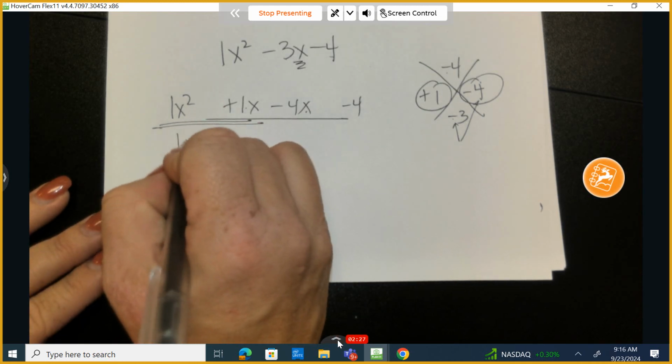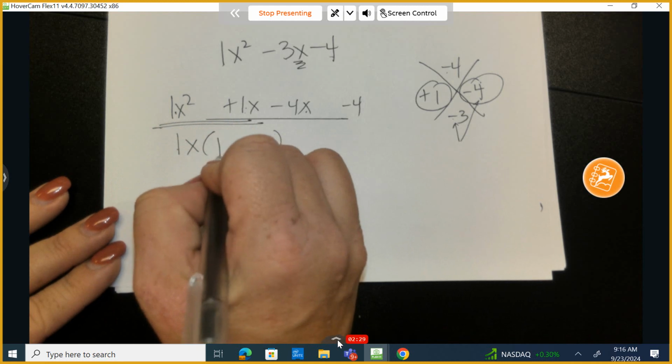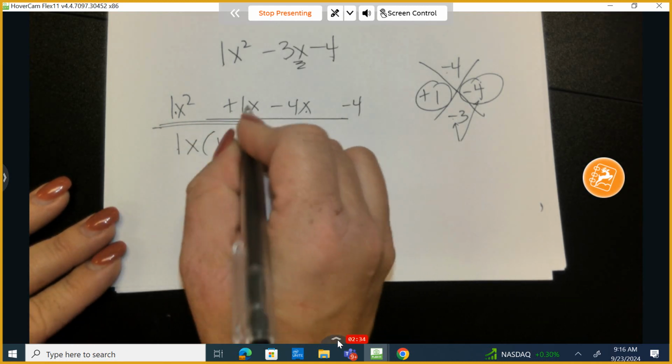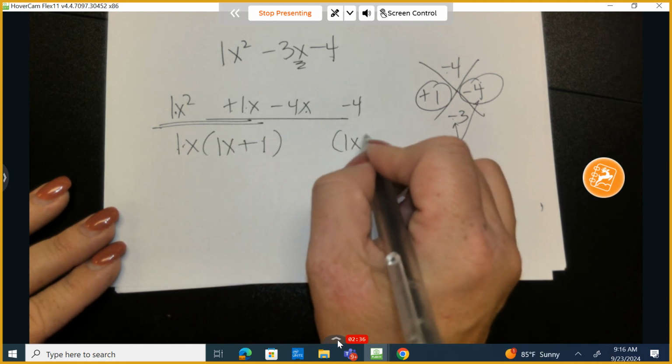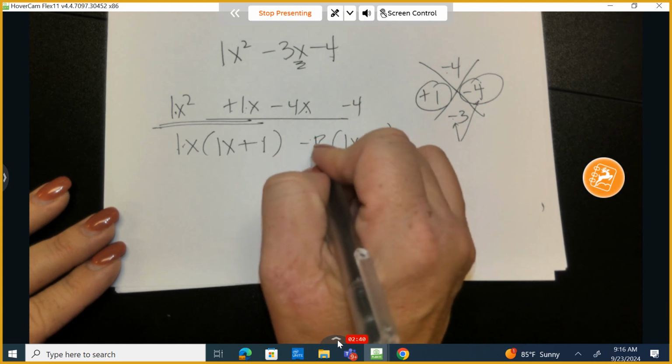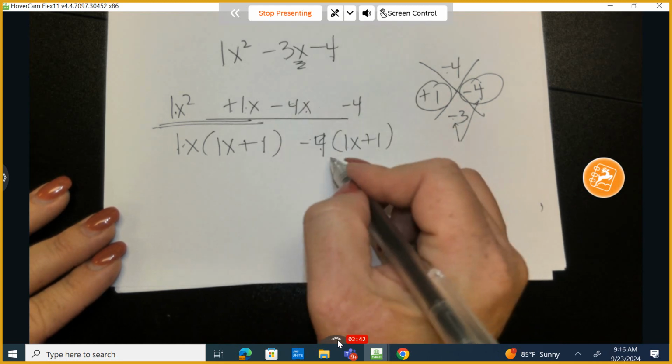What can I factor out? A 1x. 1 divided by 1 is 1. I need 2 x's, attach 1 more. Positive 1 divided by 1 is 1. I need 1x. I already have it. We're writing 1x plus 1 and back. What value times 1x is negative 4? That would be a negative 4. Negative 4x and negative 4.